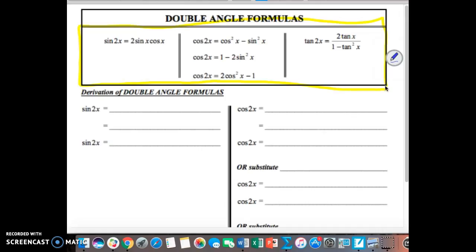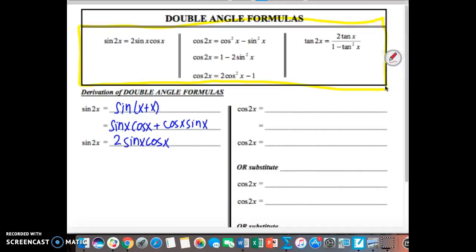So sine of 2x is equal to 2 times sine of x times cosine of x. We'll see the derivation of the double angle formula. Sine of 2x can be rewritten as sine of x plus x. Then, using the sum angle formulas that we learned the previous day, we can rewrite this as sine of x times cosine of x plus cosine of x times sine of x. Since we have sine of x times cosine of x listed twice, this is just equal to 2 sine of x cosine of x. A very simple derivation.